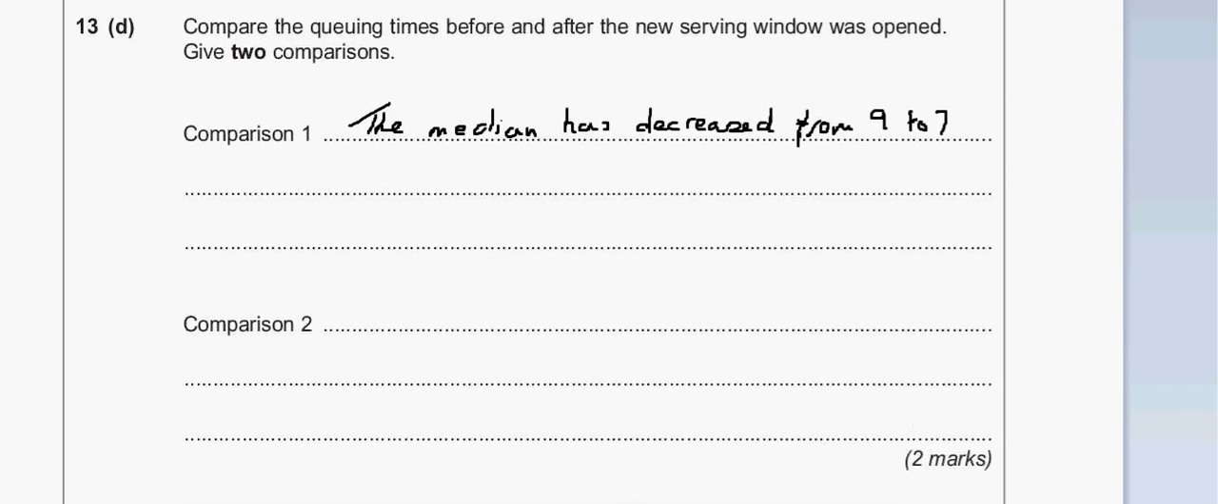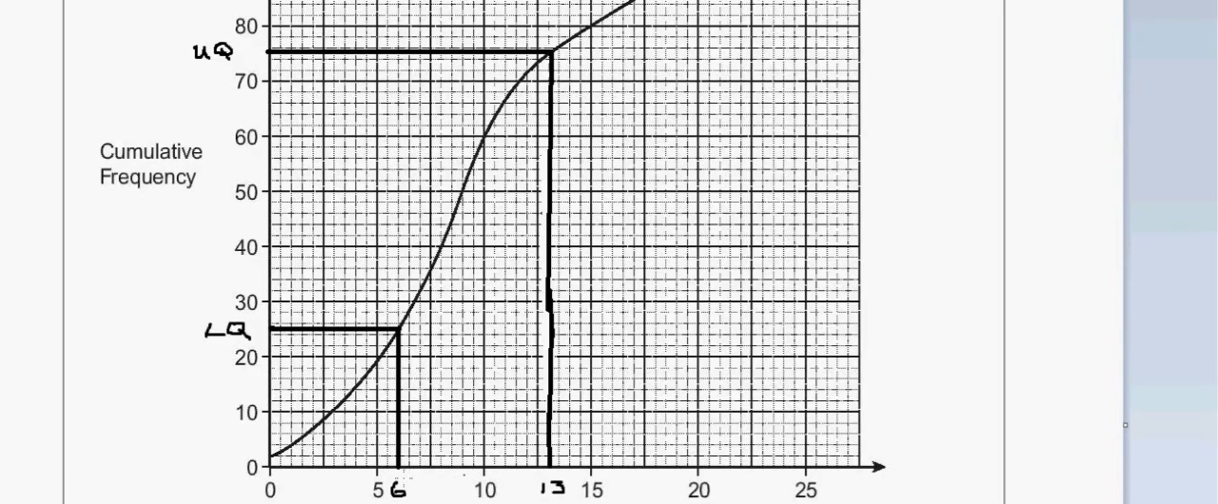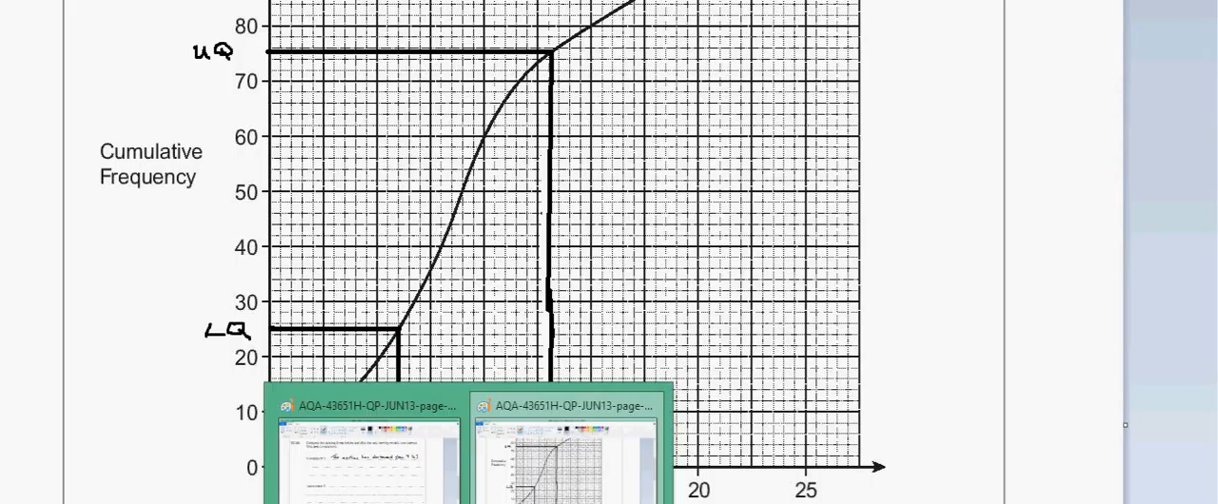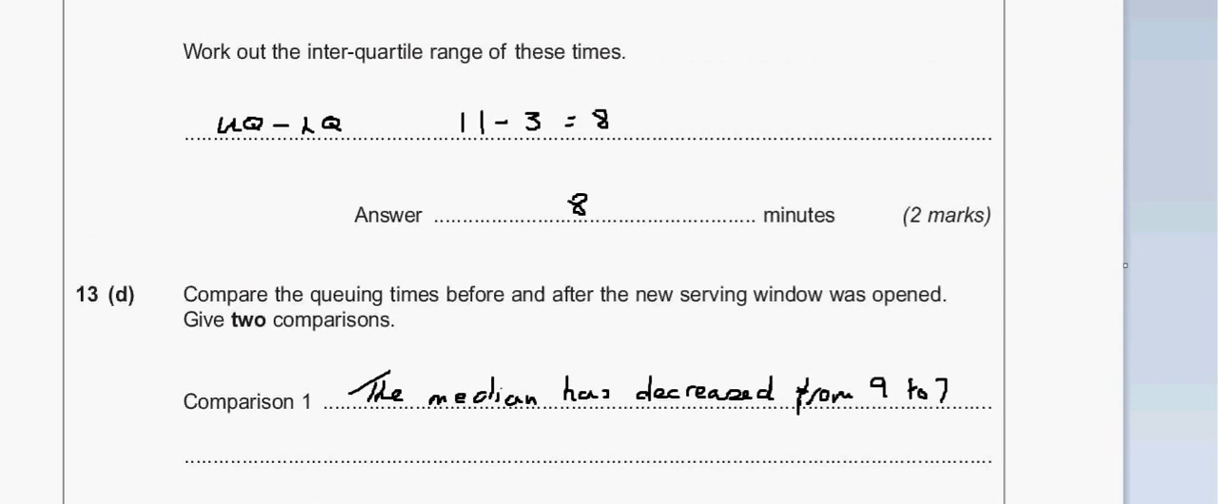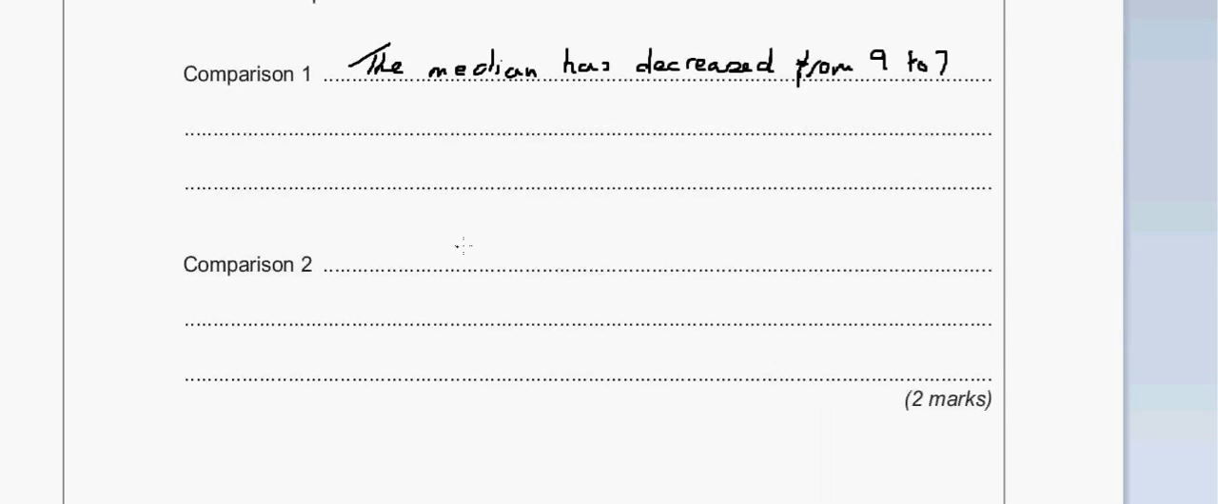Now if we go back to our previous graph again, we have a lower quartile of 6 and an upper quartile of 13. So 13 take away 6 gives me an interquartile range of 7. Now the interquartile range here is 8. So we can say the interquartile range has increased from 7 to 8.